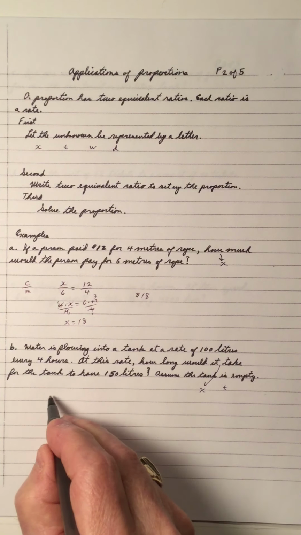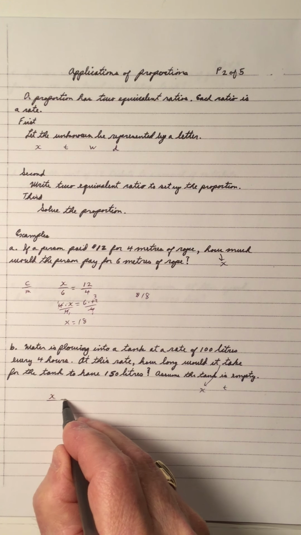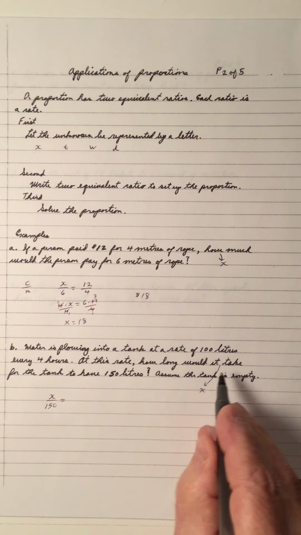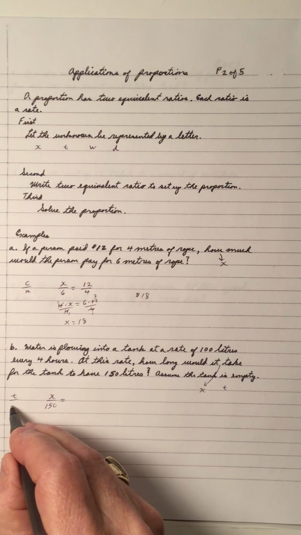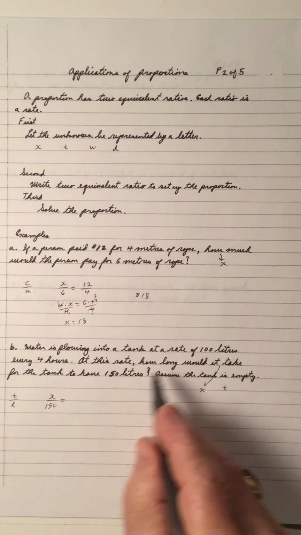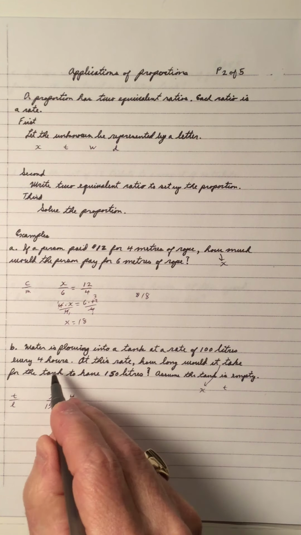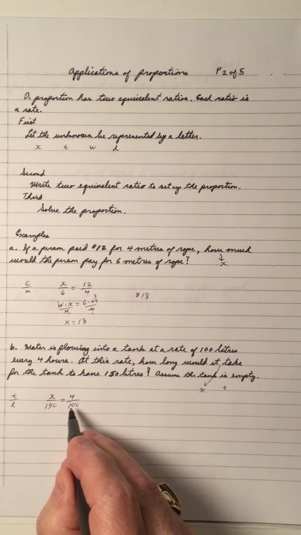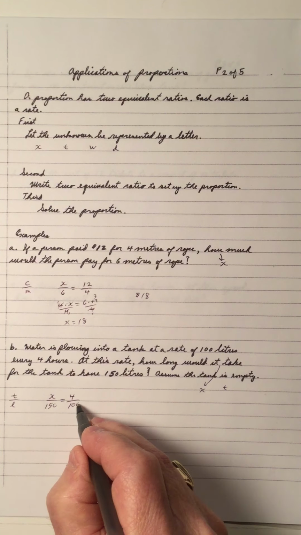Since I'm calling it X, let's put X on the top left-hand corner, and that means the 150 is going on the bottom. So what you have is how long, so that's the time over the number of liters. So it's time over liters. So that means the other ratio is time, so it's 4 over 100, because it's time 4 hours over 100 liters. So now I have two ratios set up equal to each other.